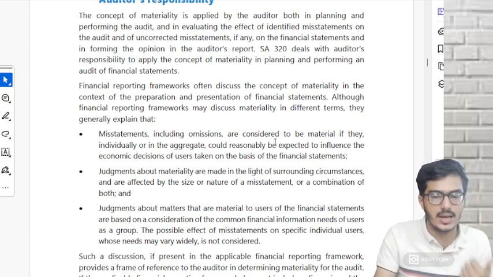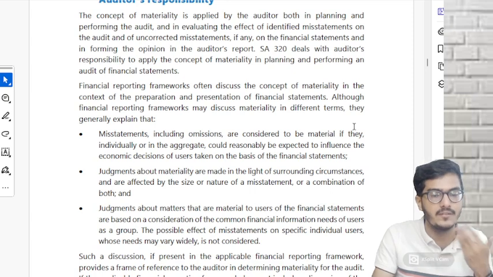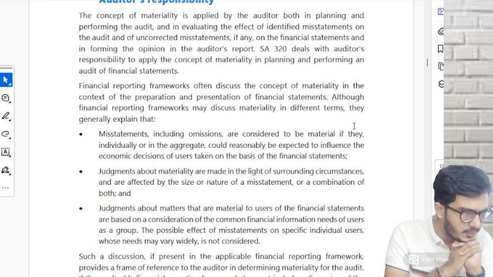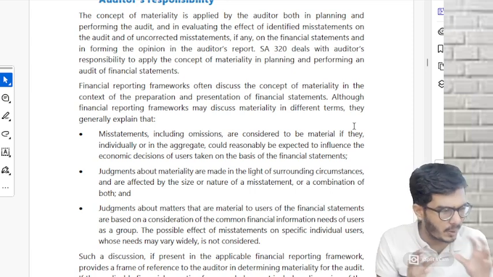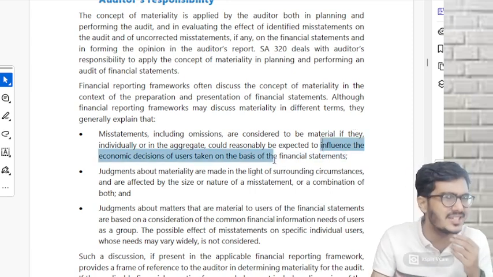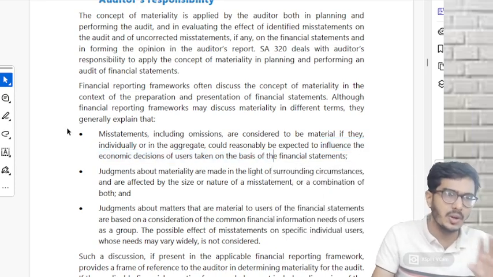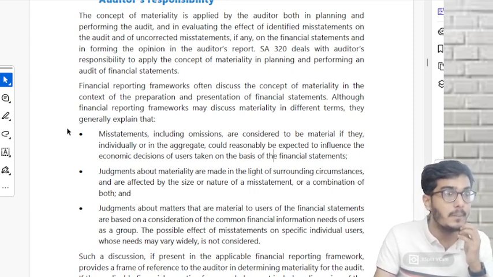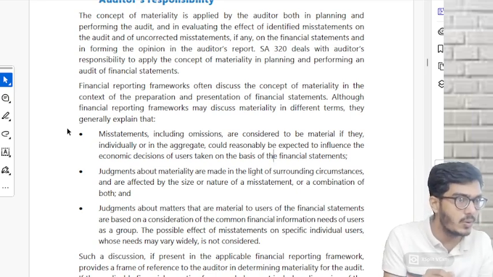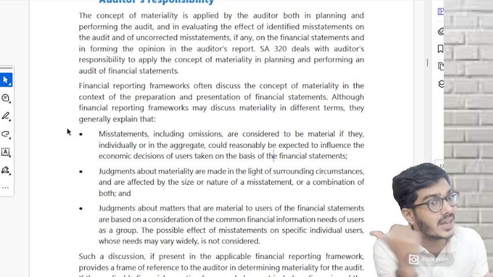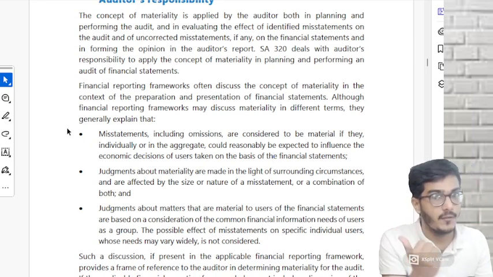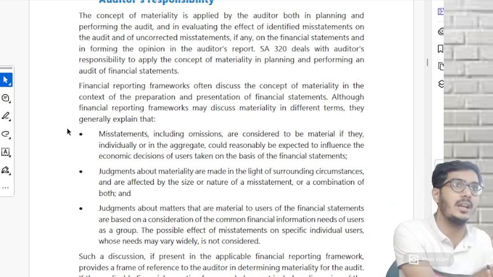Misstatements, including omissions, are considered to be material if they individually or in aggregate could reasonably be expected to influence the economic decisions of the users taken on the basis of the FS. Now you'll be asking me, what is the meaning of this point? See, you're doing an audit. You set up a materiality level of 1 lakh. How did you come up with 1 lakh? It was your own judgment, definitely. But you also considered the amount over and above which the users' decision might change. Because ultimately you're doing an audit for the users. From the user's perspective, you must set up the materiality level.